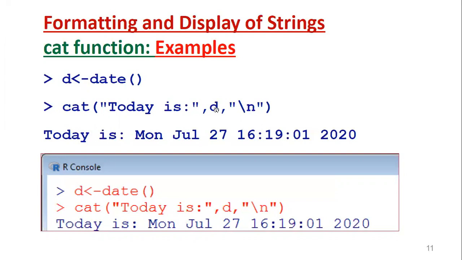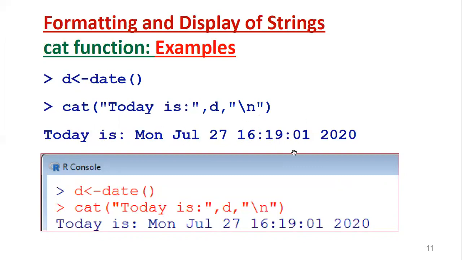Now you are calling d. What is d here? Nothing but the date function. Then \n, it will be printed in the next line. So today, this lecture is recorded on today, that is July 27th. The system date is displayed like this: Today is Monday, July 27th.